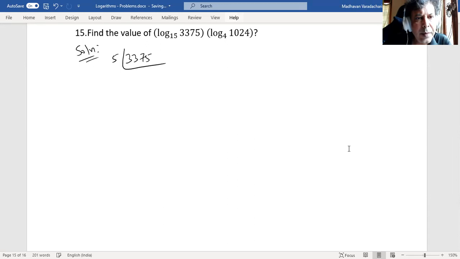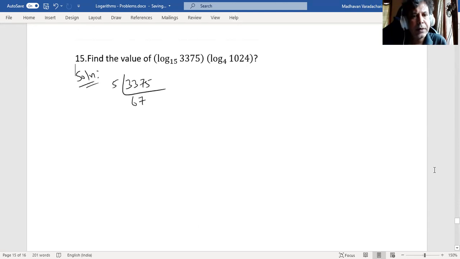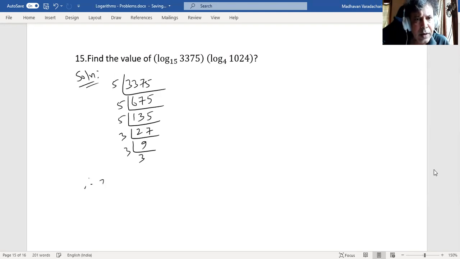Let us factorize this. Let me divide it by 5. 5 sixes are 30, and then 5 sevens are 35, and then 5 ones are 5, 5 threes are 15, 5 twos are 10, 5 sevens are 35, 3 nines are 27, 3 threes are 9. That means I can write 3375 as 5 cube multiplied by 3 cube.